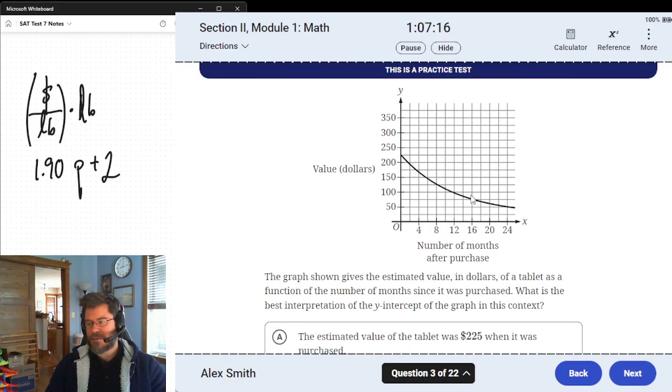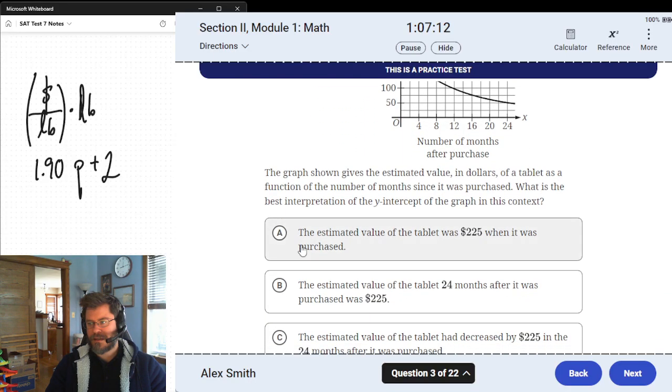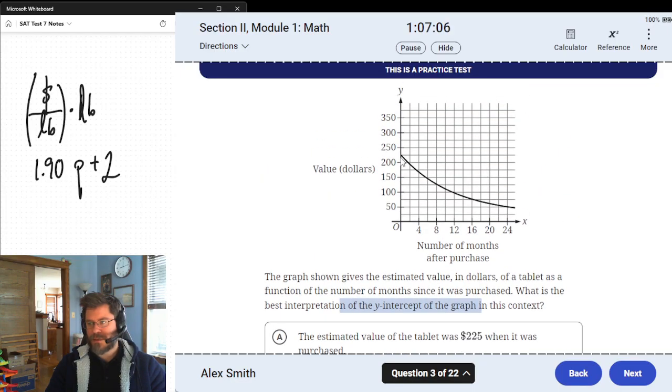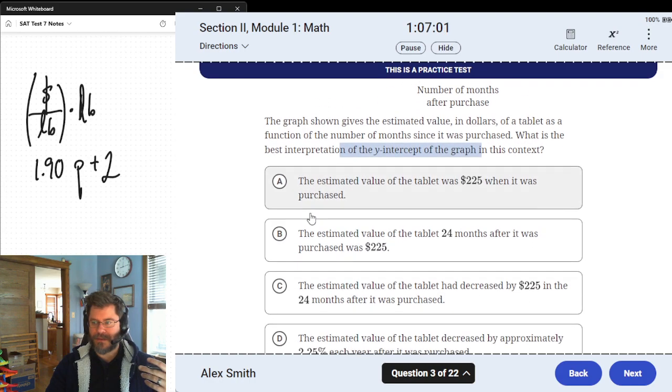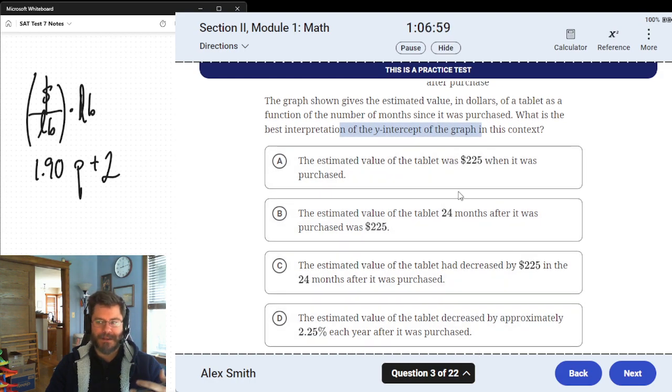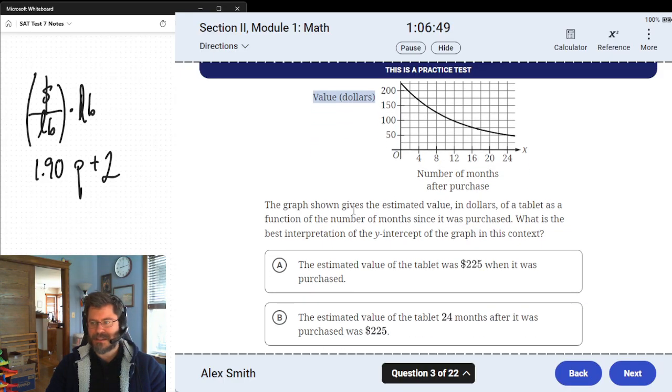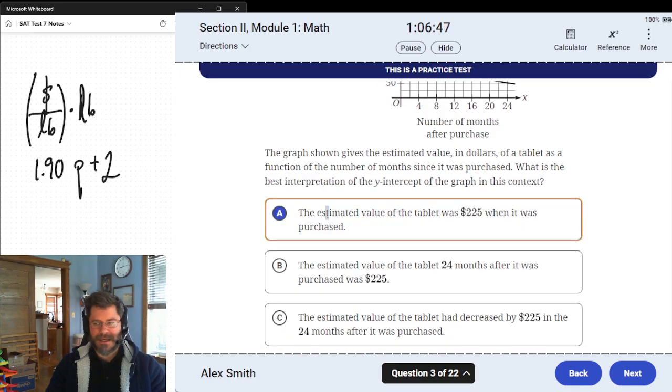Here we've got a downward exponential function, or maybe even the beginning of a quadratic. Again, don't worry about all the text or the context, just read the question. What is the best interpretation of the y-intercept? Well, the y-intercept's at 225, but we're not meant to find the value. In fact, all the answer choices give you the value. We want to know what is the meaning of it. It's the value when the number of months is 0. So it was the initial price of whatever this object is. So probably going to be A.